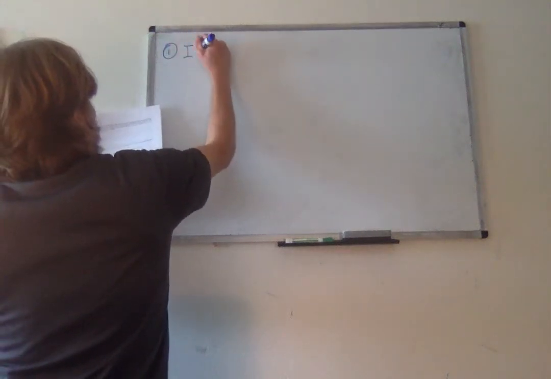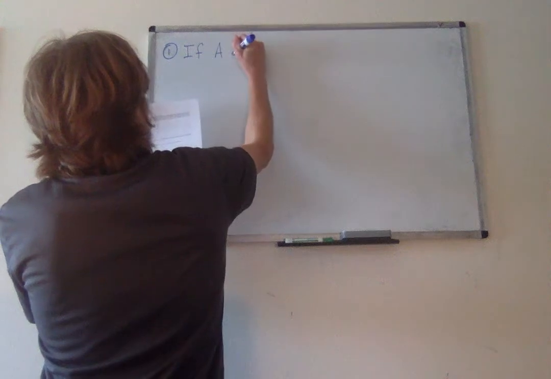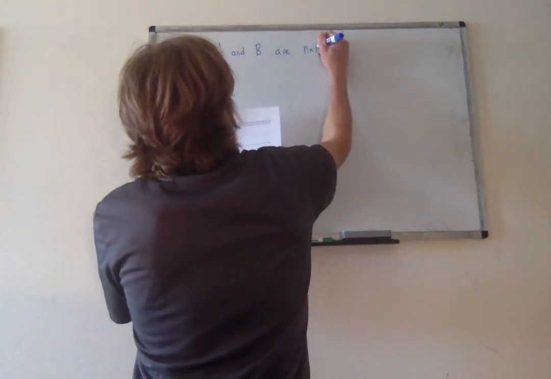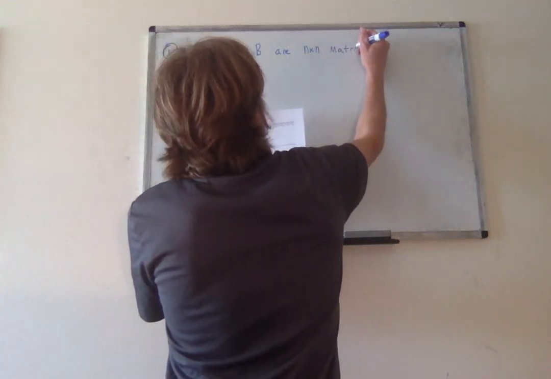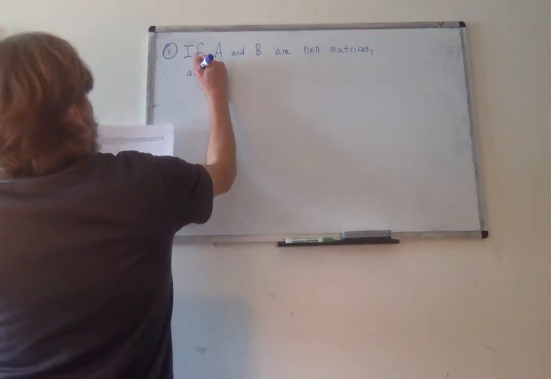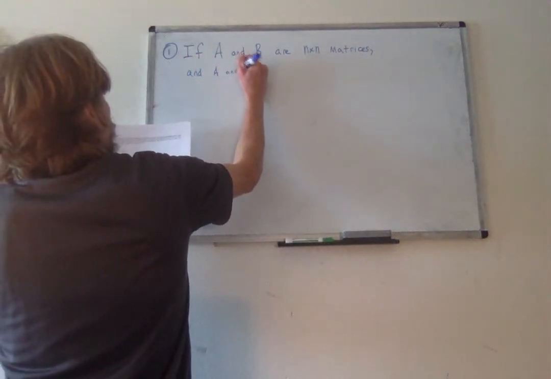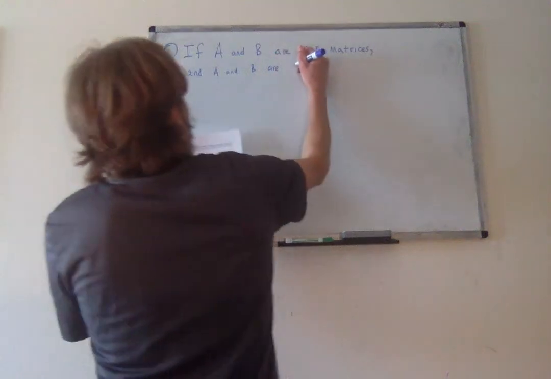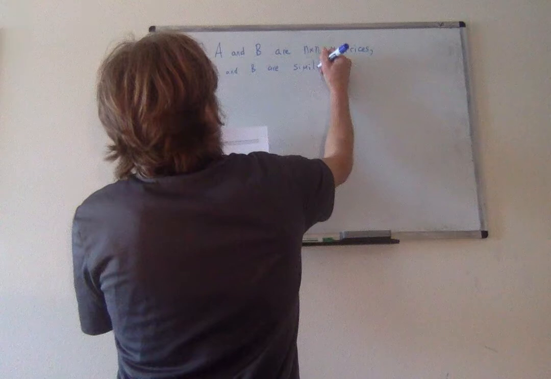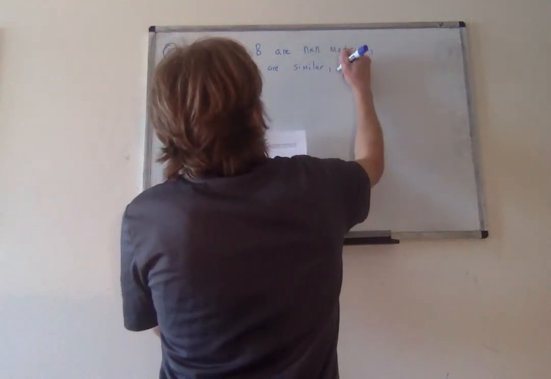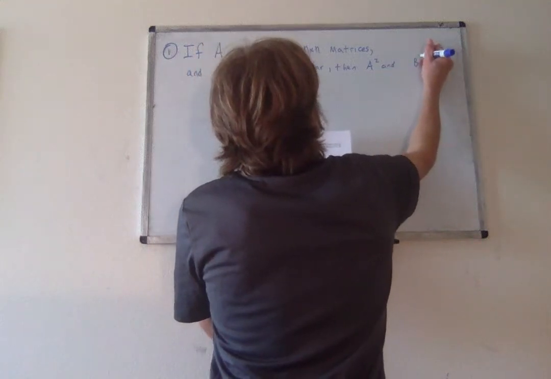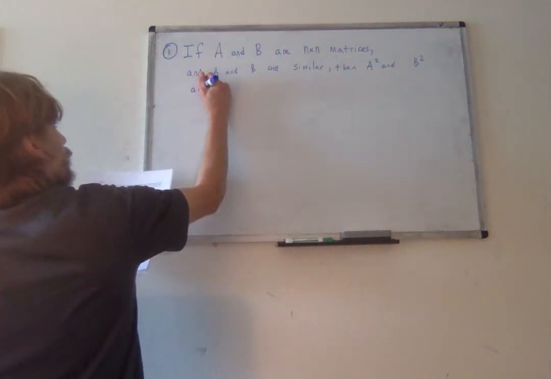And so the first statement says that if A and B are n by n matrices, and A and B are similar, then A squared and B squared are similar.